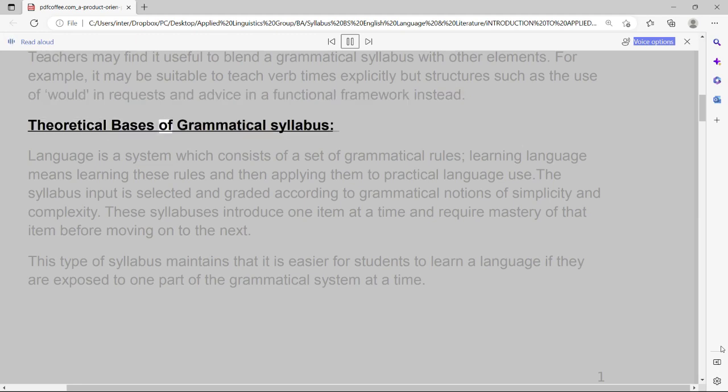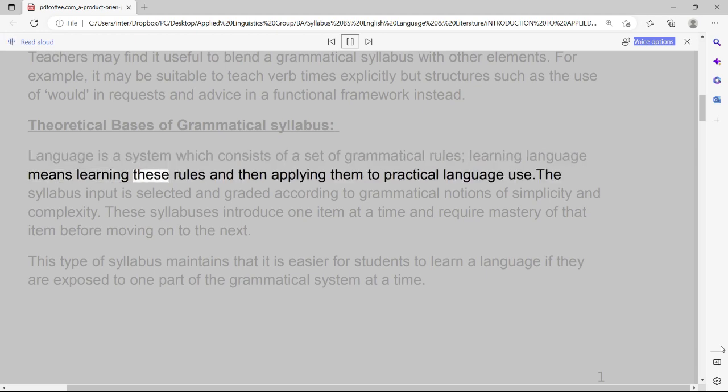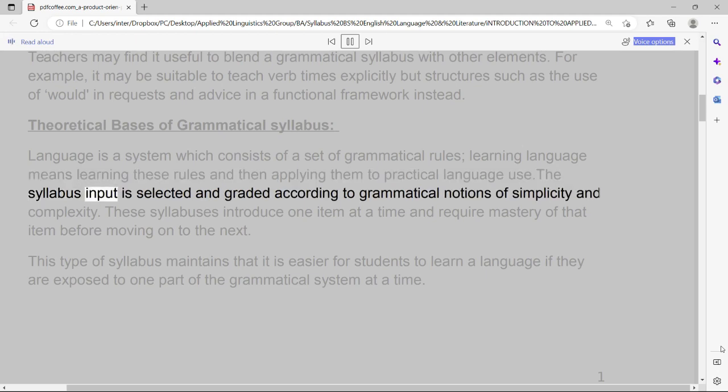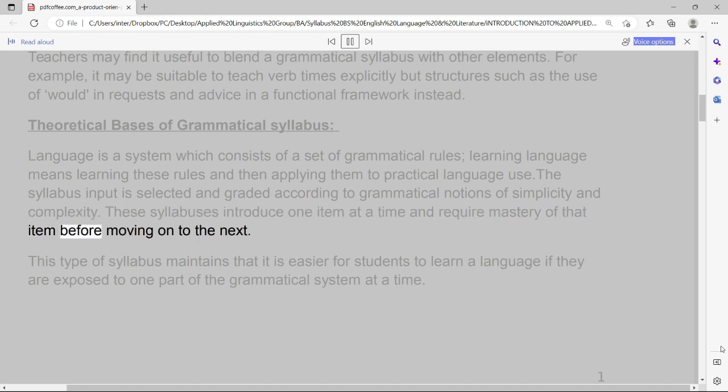Theoretical basis of grammatical syllabus. Language is a system which consists of a set of grammatical rules. Learning language means learning these rules and then applying them to practical language use. The syllabus input is selected and graded according to grammatical notions of simplicity and complexity. These syllabuses introduce one item at a time and require mastery of that item before moving on to the next.